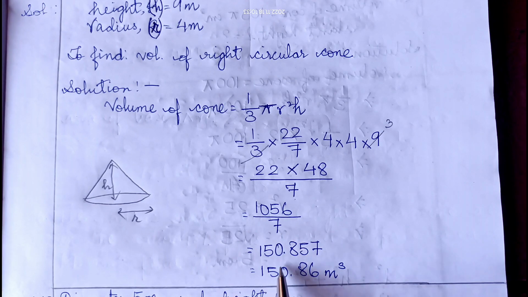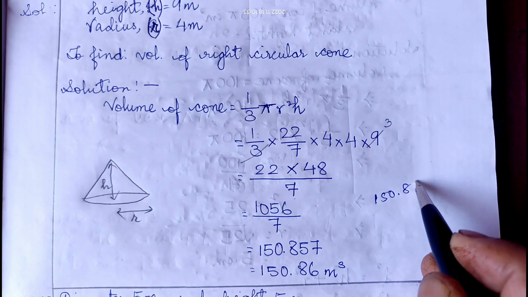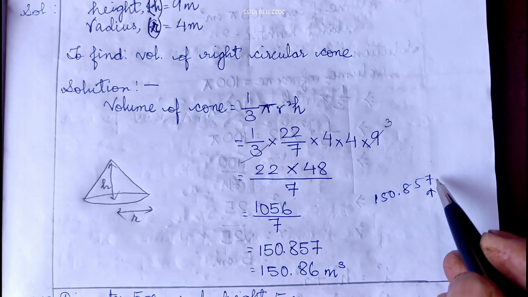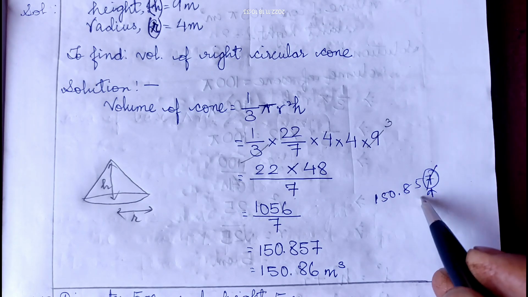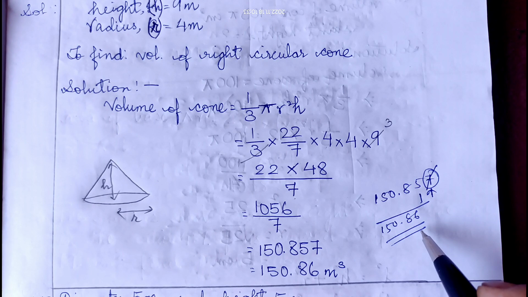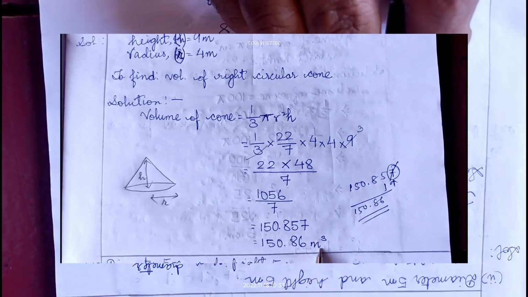If you divide, you are going to get 150.857. Now in the third place, it is more than 4. Since it is more than 4, you cut and add 1, it will become 150.86. This is called rounding off. So required volume of the cone is 150.86 meter cube.